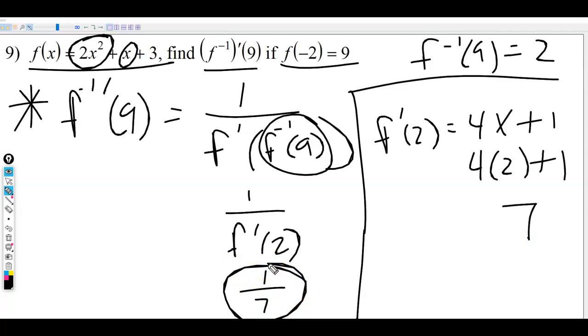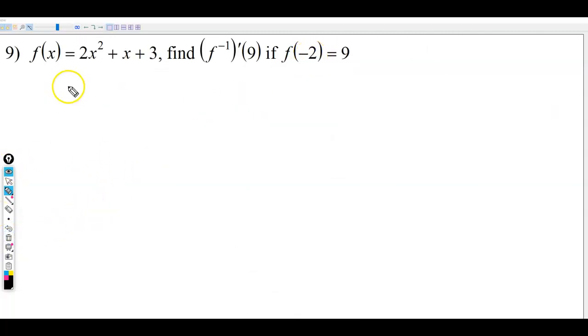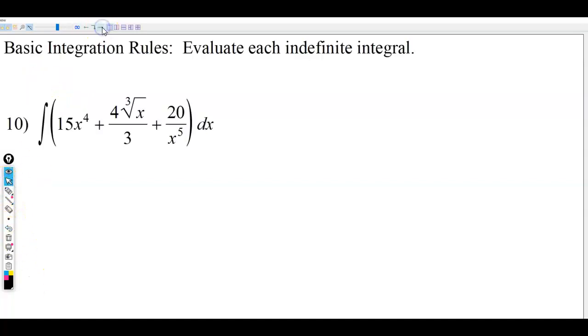Right? So that's the formula for the derivative of an inverse function. And basically all it's saying is that the slope of an inverse function at one value is the reciprocal of its original function at its opposite input value. So let's go ahead and move on there to new things.